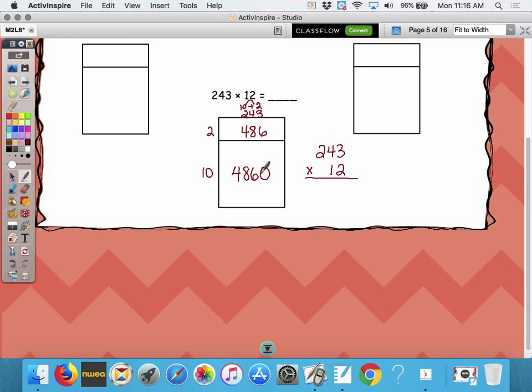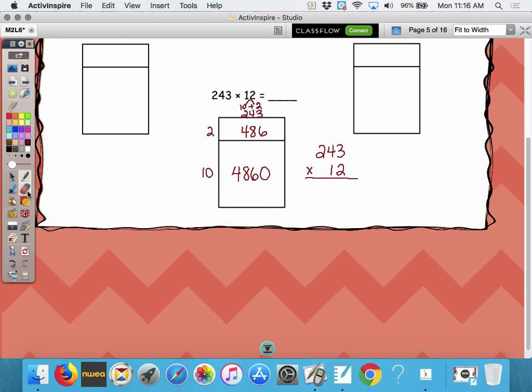The 4,860. You're right. What did I accidentally do, Lexi? You took the number on top and put a 0 at the end. So I took this answer, which is a partial product, and I multiplied it by 10. Guess what? That is such an easy mistake to make.